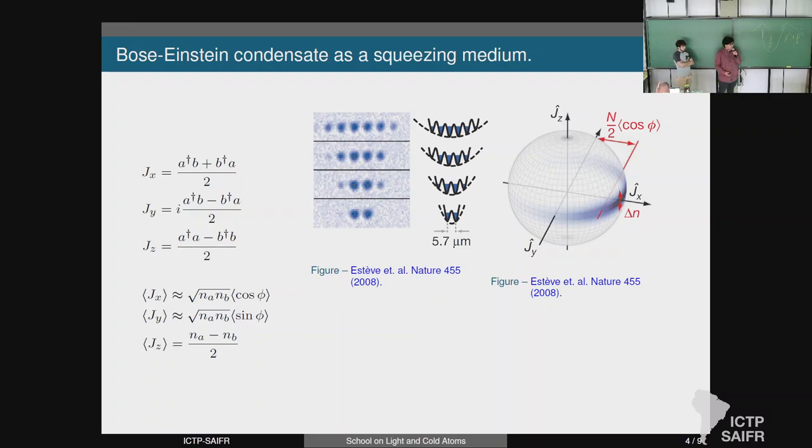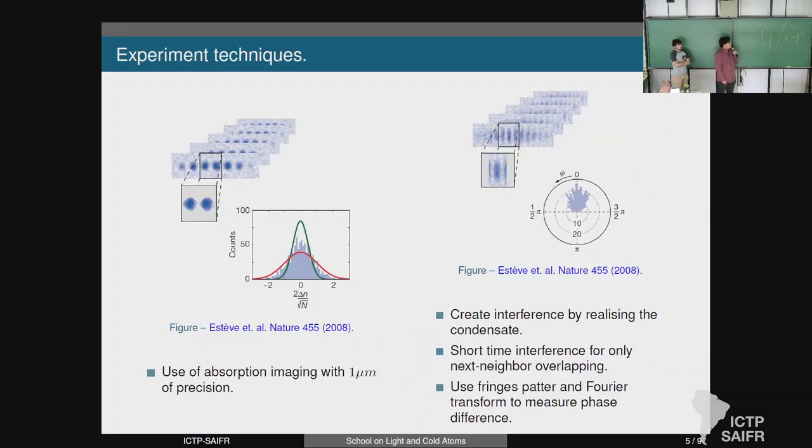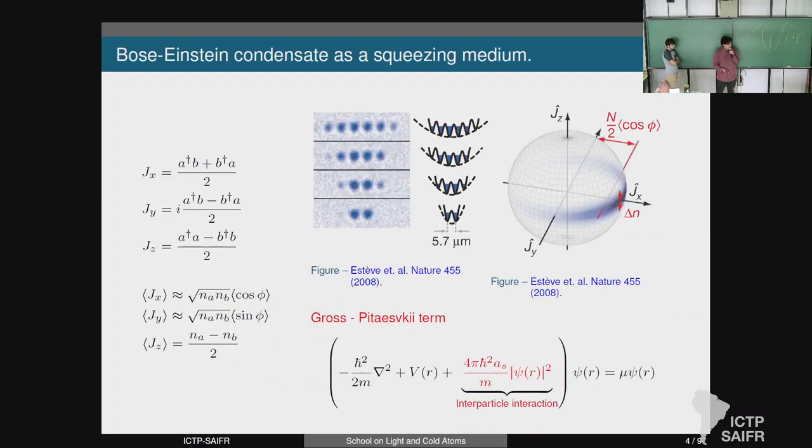But we need one more ingredient for this to happen, which is a nonlinear interaction. The advantage is that these systems already have a nonlinear interaction, which is given by the interparticle interaction in the Gross-Pitaevskii equation, as a local interaction in each well. Regarding the experiment, we have to measure two things. One is the number of atoms, and two is the phase difference. For the number of atoms, we use absorption imaging with a precision of 1 micrometer, which is enough since we have a distance between wells of 5.7 micrometers.